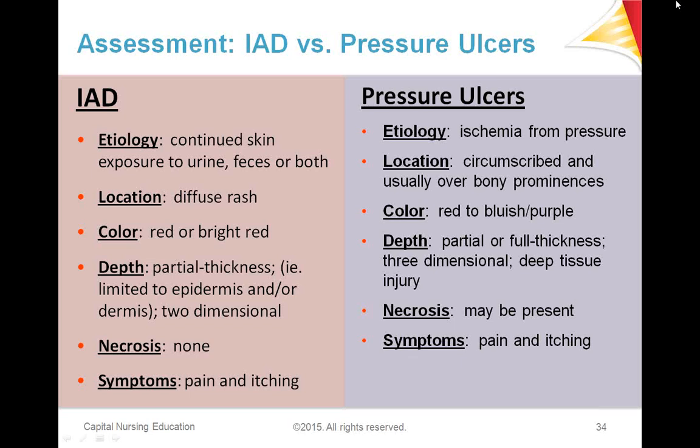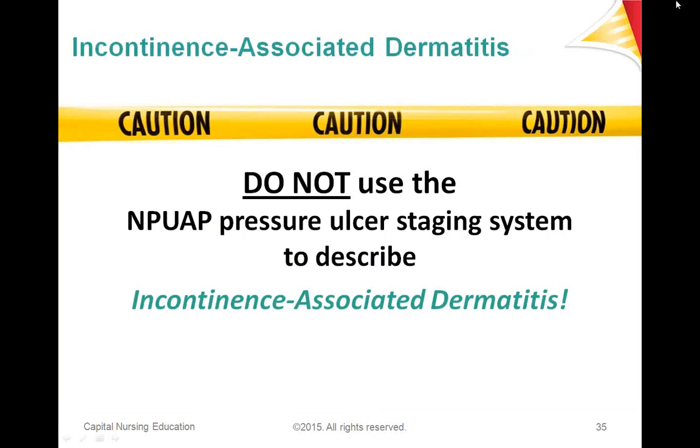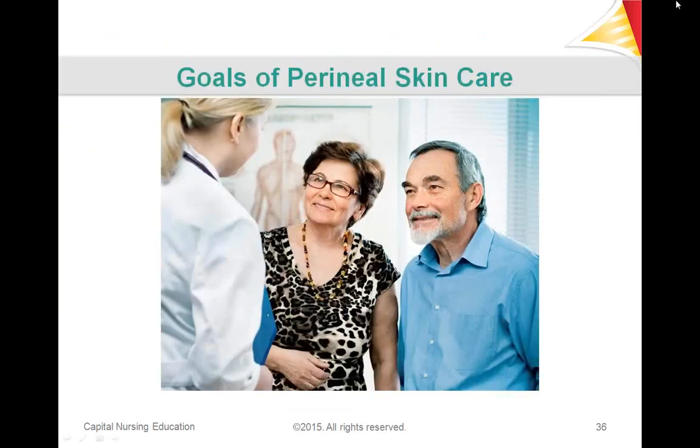So if you see necrosis and if you see depth in a wound and it is located over an area of pressure, then you can be pretty safe in believing that that is a pressure ulcer. In incontinence-associated dermatitis, there is usually no necrosis, and of course in both of these, patients have a remarkable amount of pain and itching from the skin breakdown. Important to note that we do not use the National Pressure Ulcer Advisory Panel pressure ulcer staging system to describe incontinence-associated dermatitis. That's really important to remember.